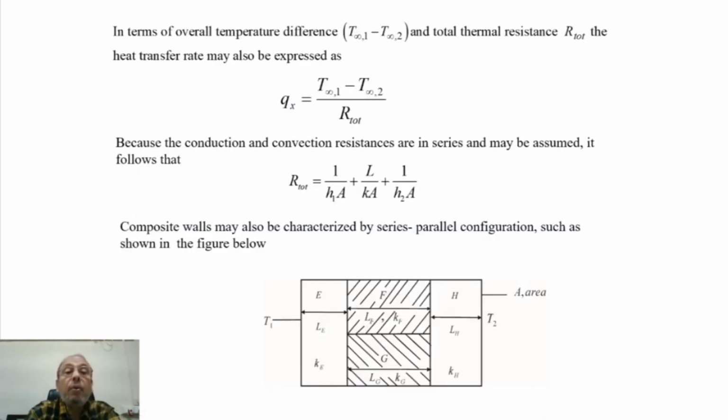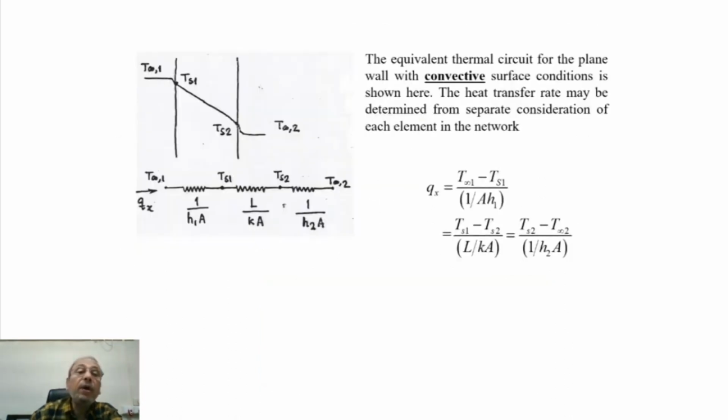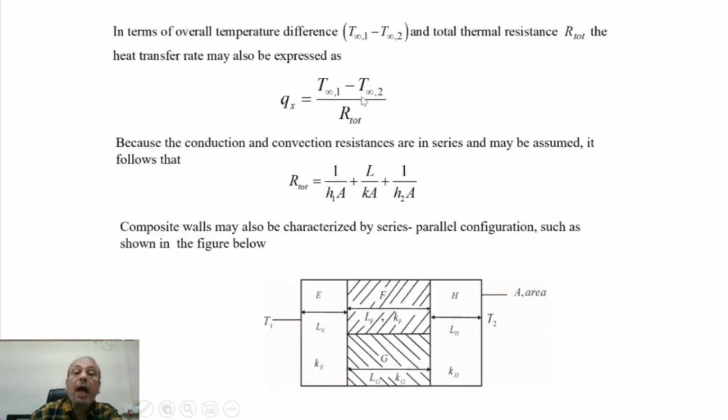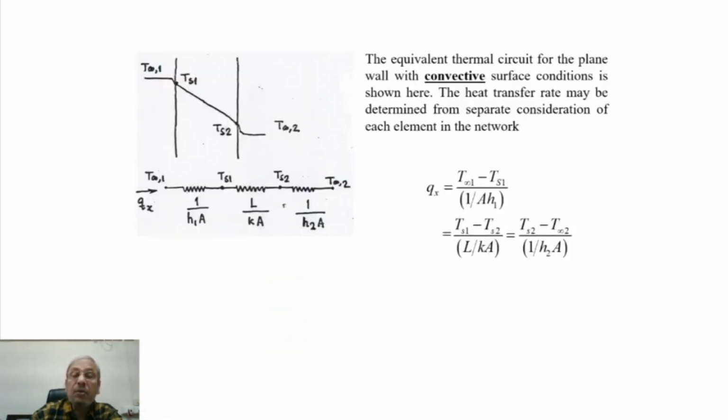So, in terms of overall temperature difference, if we want to calculate the heat transfer rate, then it will be T infinity 1 minus T infinity 2, and the heat transfer rate is Qx. So it is T infinity 1 minus T infinity 2 divided by total resistance. And what is the total resistance? Total resistance is 1 by h1A plus L by kA plus 1 by h2A.